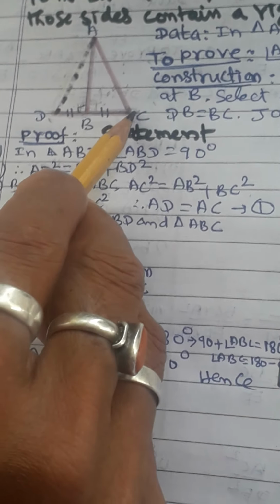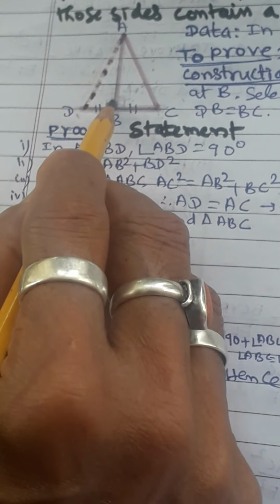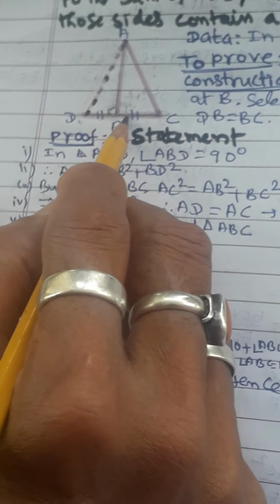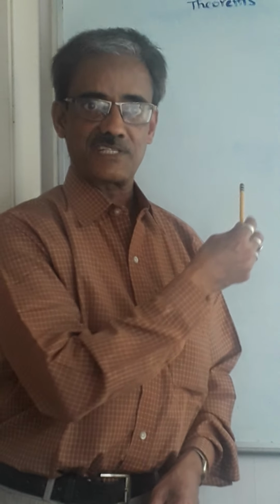So once the square of the longest side comes equal to the sum of the squares of the other two sides, then definitely that angle will come as 90 degrees. Hence it is proved.